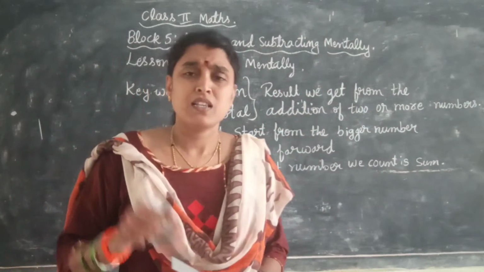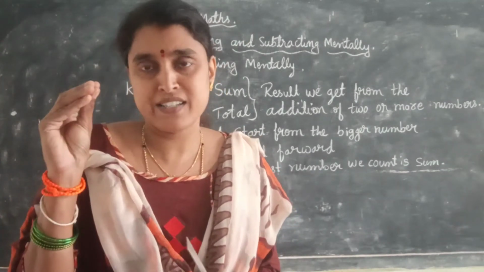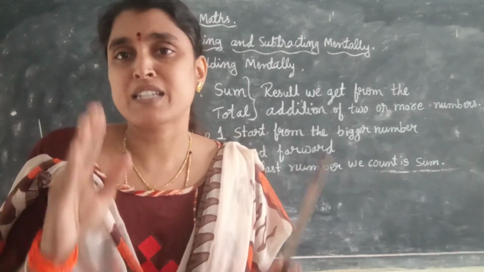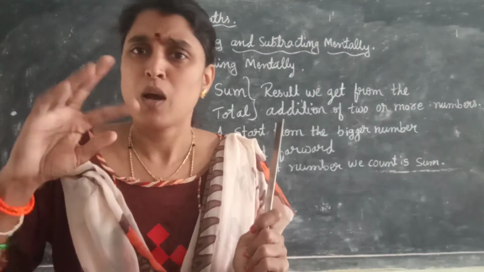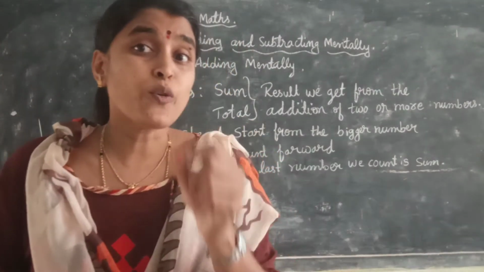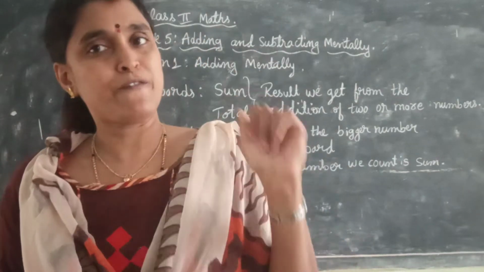For example, children, when you add two or more numbers, you will get one result. You will get a new number. So that result is nothing but sum or total. See, the sum and total are same words. Both are same, children. In today's class, let us learn how to find the sum of two numbers by counting forward.